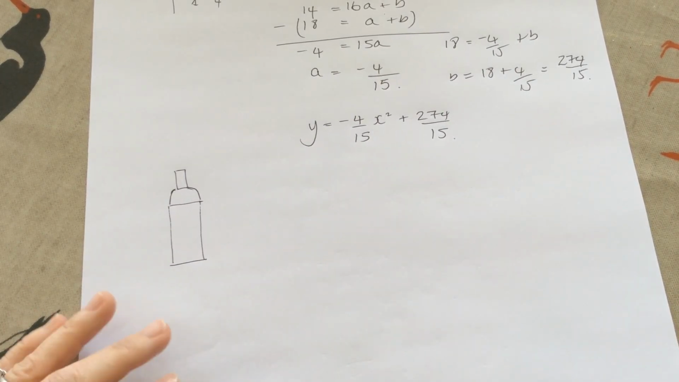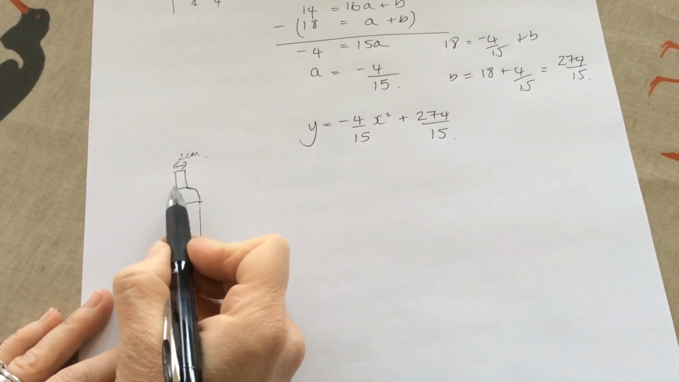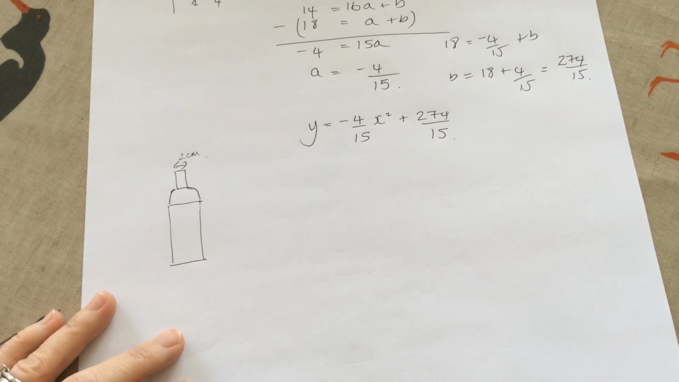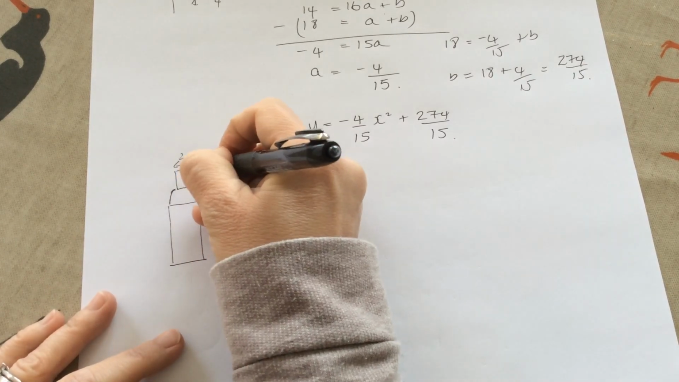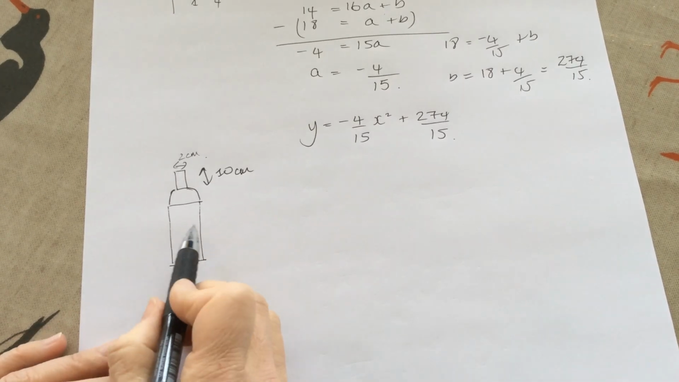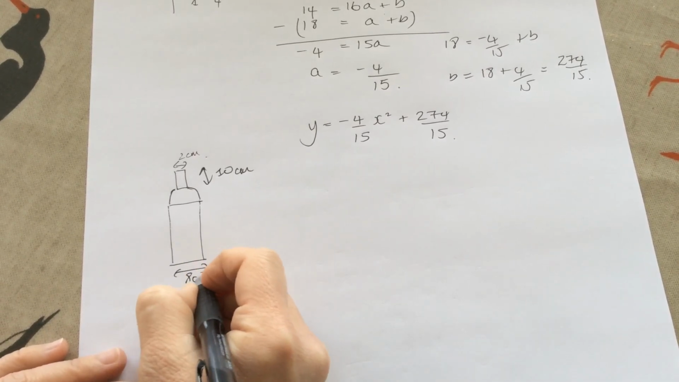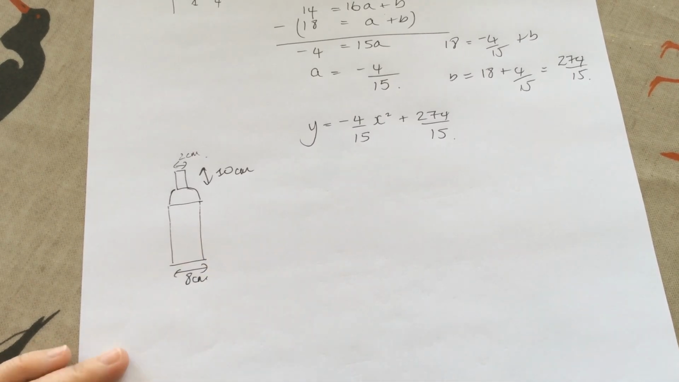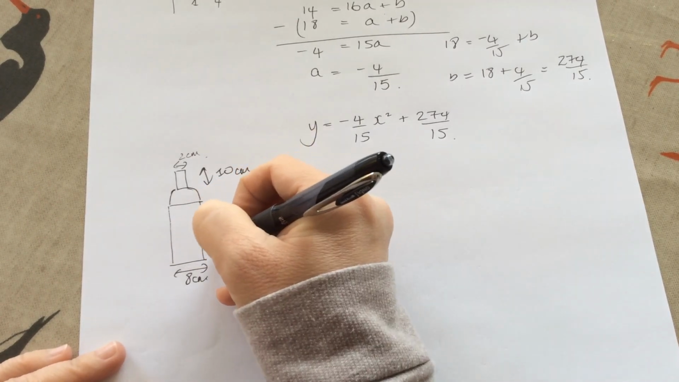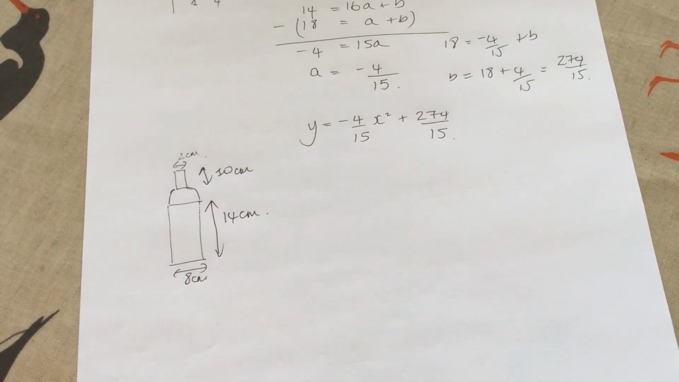And so my cylinder at the top, I was told that that was 2 centimetres, so in other words, it's got a radius of 1. And I'm also told that that is 10 centimetres, so it's got a height of 10. And then this bottom cylinder here, I'm told that this is 8 centimetres, in other words, it's got a radius of 4. And I'm also told that this is 14, so it's got a height of 14 centimetres.